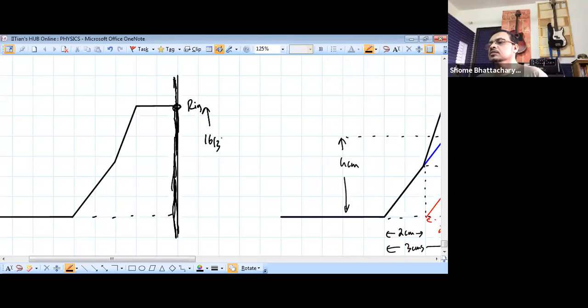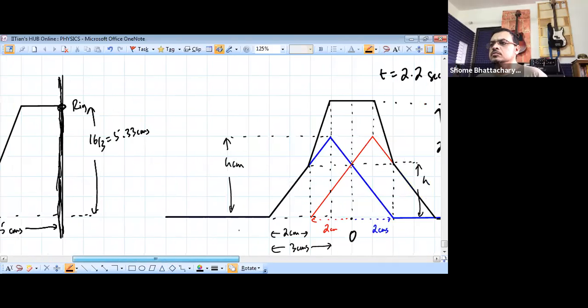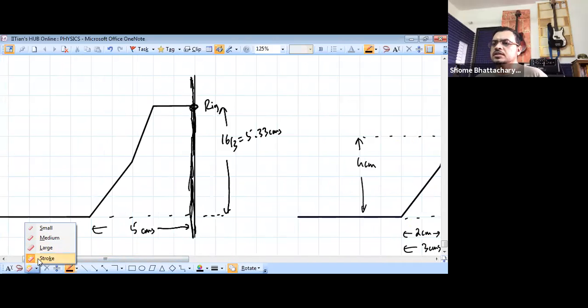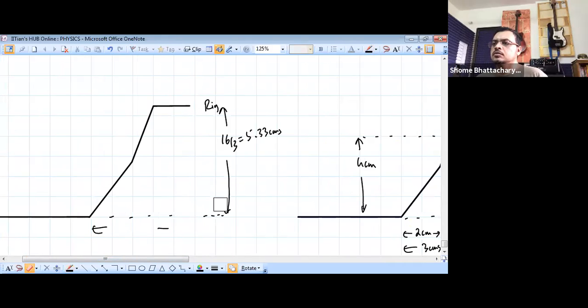It would have become 16 by 3, or like this. And this width would have become, should be 4 centimeters. Again, there is a correction here. The ring should be here. Get this kind of picture. This is where the pole is.